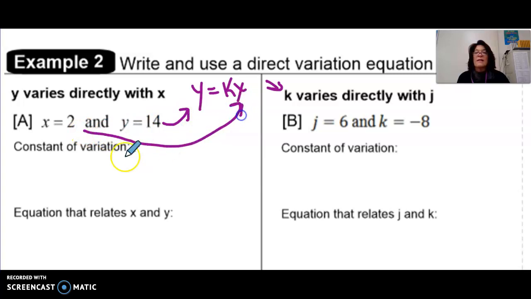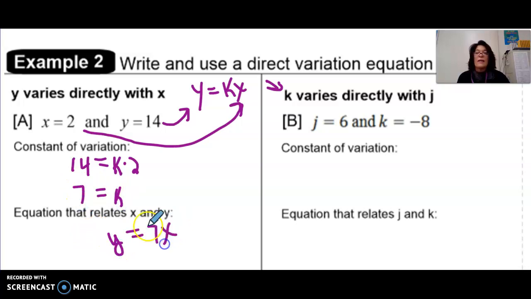To find the constant of variation, I'm simply going to stick 14 in for y and 2 in for x. So I have 14 equals k times 2. Divide both sides by 2, I get k equals 7. So the equation is y equals 7x. That's my direct variation. Remember, direct variation is y equals something x. I used these numbers that they told me, 14 for y, 2 for x, and I used that to find k, and then I rewrote the equation using this k value.